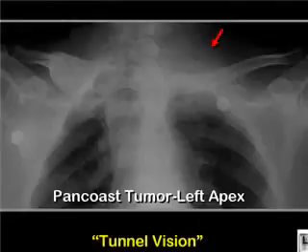So this is an example in which satisfaction of search, that is, finding a relatively larger abnormality which draws one's attention away from smaller and more subtle abnormalities, could come into play. Colloquially, this is sometimes called tunnel vision.